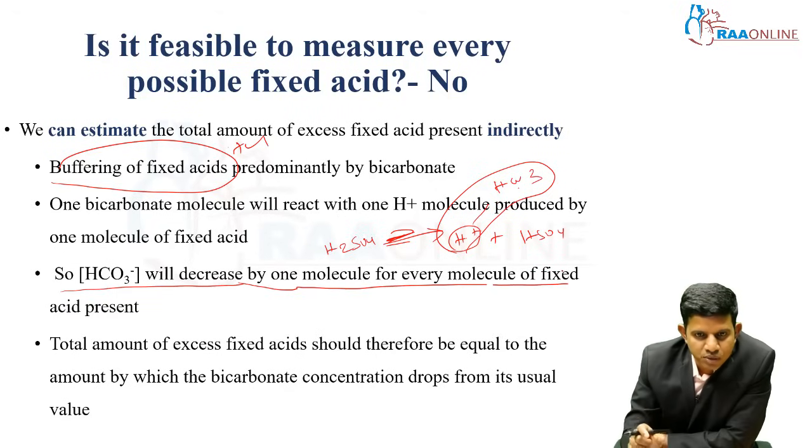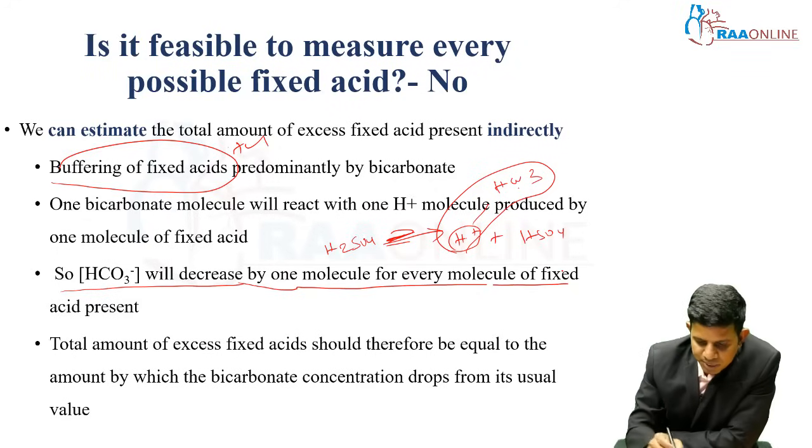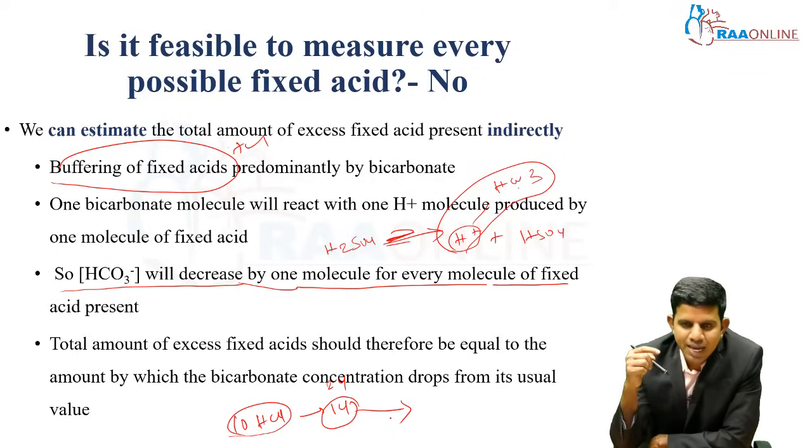So, the total amount of fixed acid added to the blood will equal the total decrease in bicarbonate concentration. For example, I added 10 molecules of HCl. Before adding, my bicarbonate was 24. What will the 24 be after adding the HCl? It will be 14. So, from the bicarbonate level, I can measure how much acid is added to or removed from the blood. So, the bicarbonate level will give an idea about the metabolic disorder.